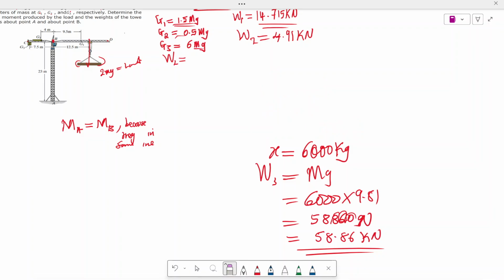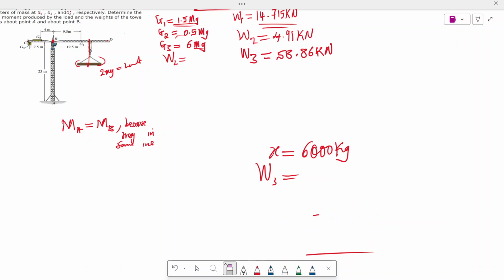So weight 3 is going to be 58.86 kilonewton.